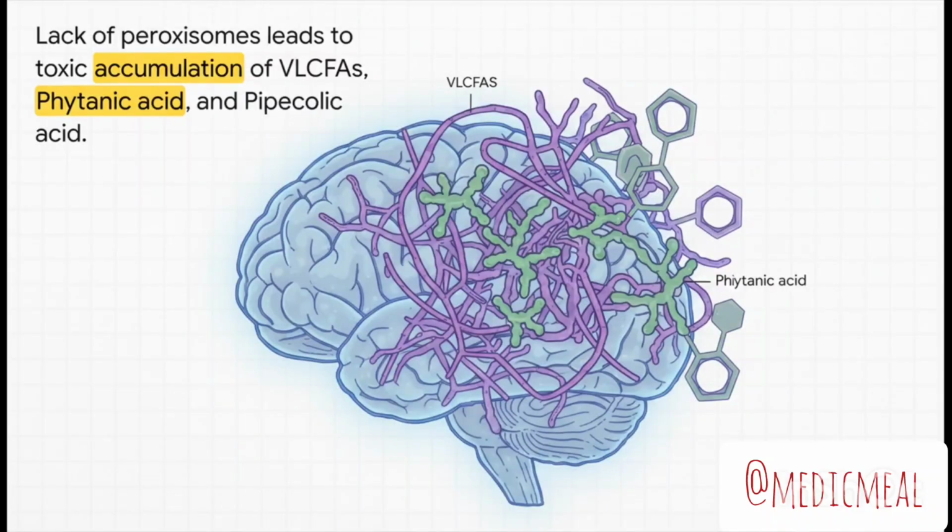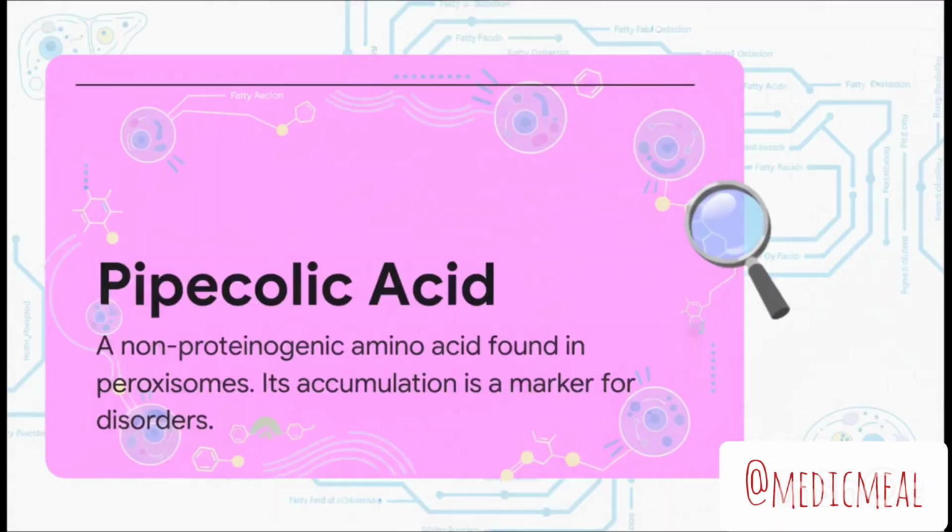So, with no peroxisomes to do their job, you get this massive, toxic buildup of specific molecules, especially in the brain. We're talking about those very long-chain fatty acids, specifically C26 to C38 polyenoic acids. You also see an accumulation of phytanic acid, since alpha oxidation can't happen, and another molecule called pipecolic acid. You might be wondering, what on earth is pipecolic acid? Well, it's a type of amino acid that you normally only find being processed inside peroxisomes. Because of that, when it starts accumulating in the blood and tissues, it becomes a key diagnostic marker that tells us something is very, very wrong with the peroxisomes.